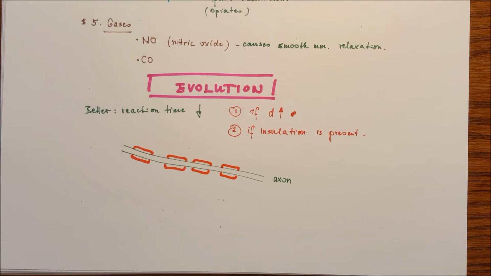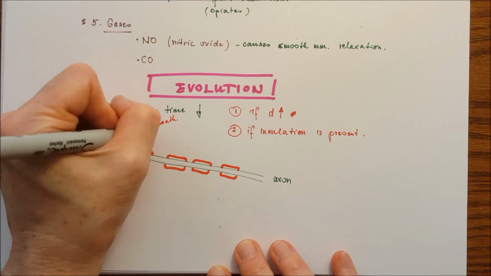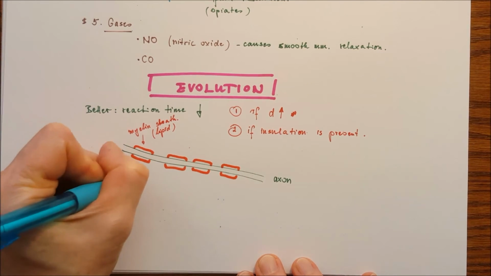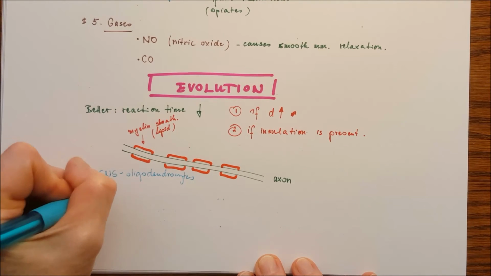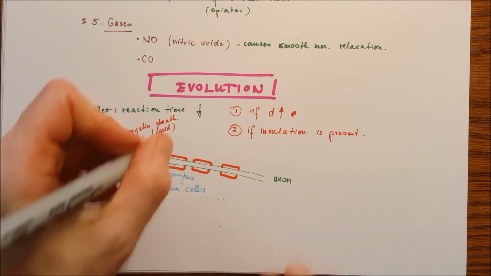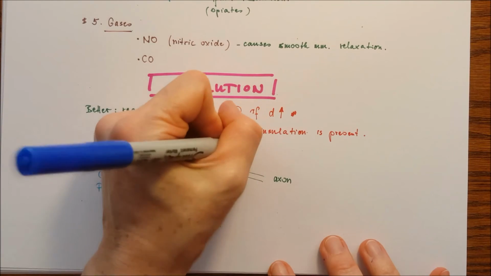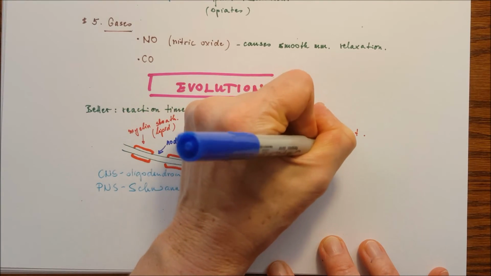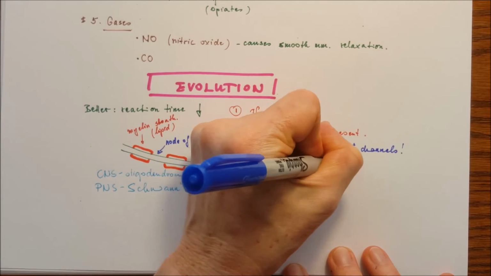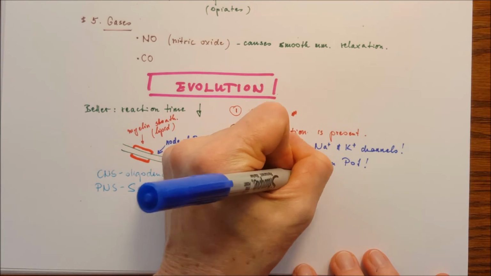Here's the axon. The orange ones are the myelin sheath made out of lipids. In the central nervous system, oligodendrocytes make the myelin sheath, and in the peripheral nervous system, the Schwann cells are responsible for formation of the myelin sheath. Between the myelin sheath, we have the nodes of Ranvier, where you can find voltage-gated sodium and potassium channels. The action potential happens at those places.